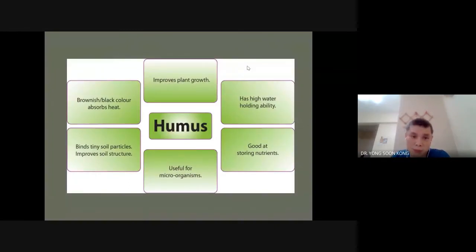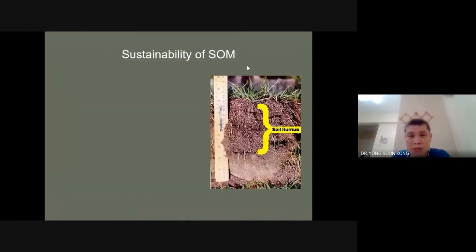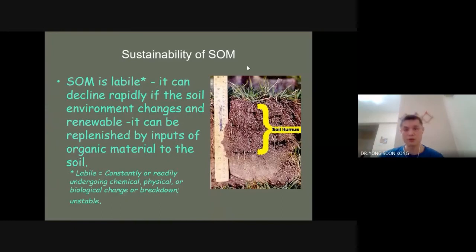So this is the summary of what humus can do and how humus can be beneficial to plants in the soil. Next I'm going to explain what the sustainability of soil organic matter is. Since we already understand why soil organic matter is so important for the soil and for living things, how do we maintain it? Like I said earlier, soil organic matter is not stable. It doesn't stay forever in the soil. That is called labile. Labile means it only exists temporarily.